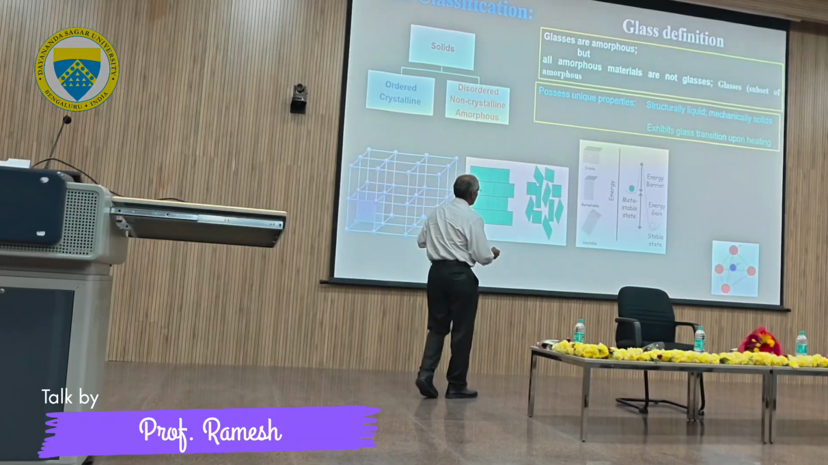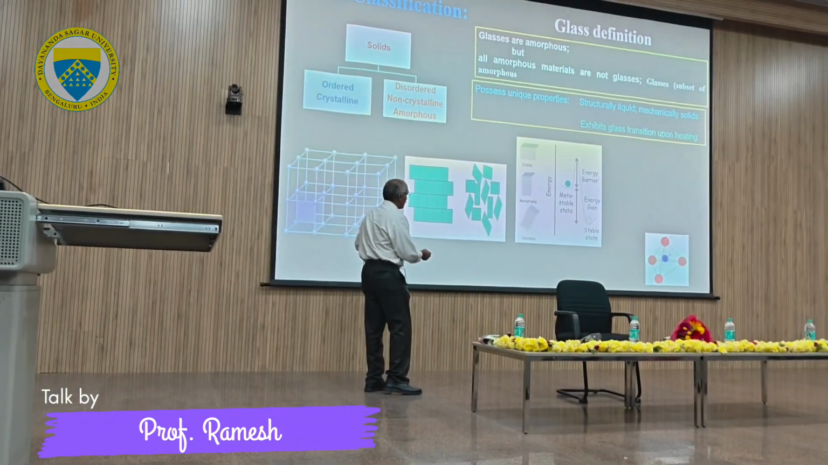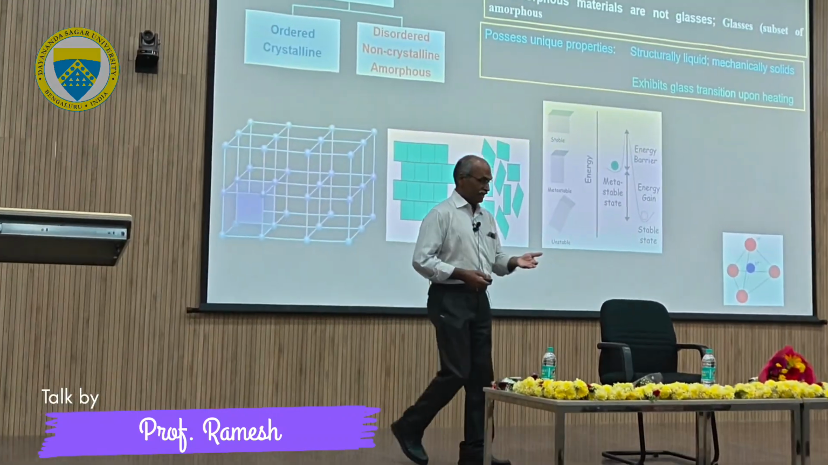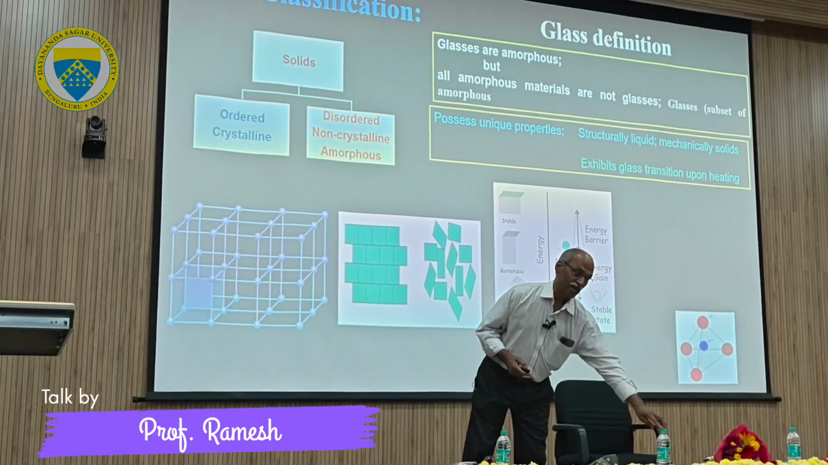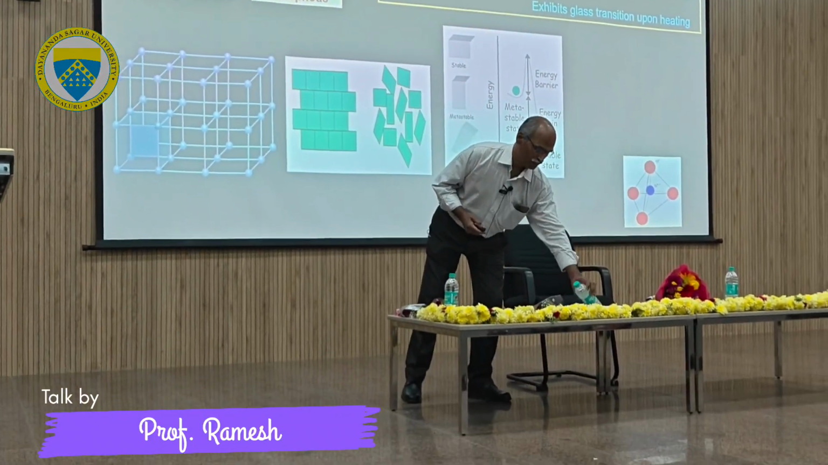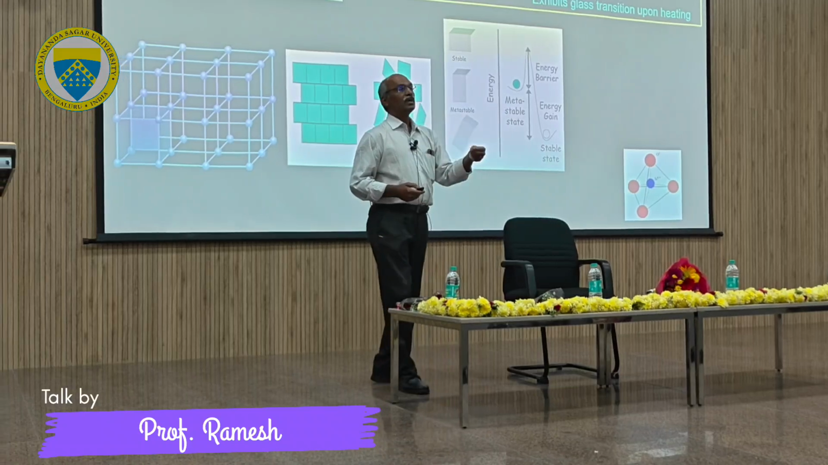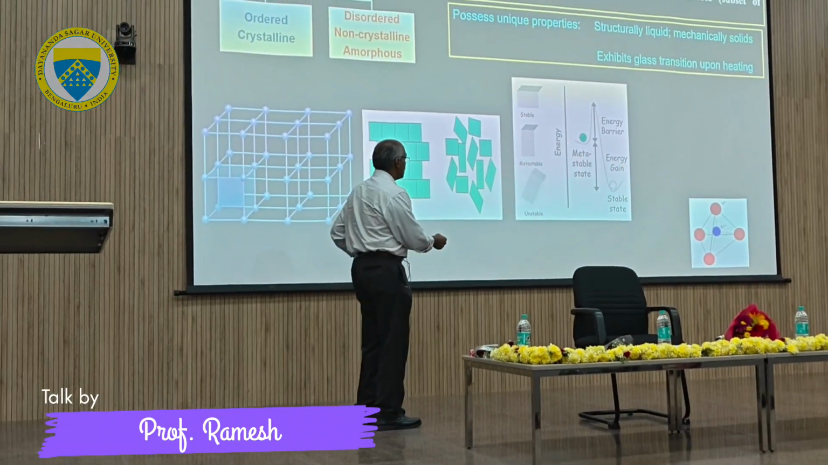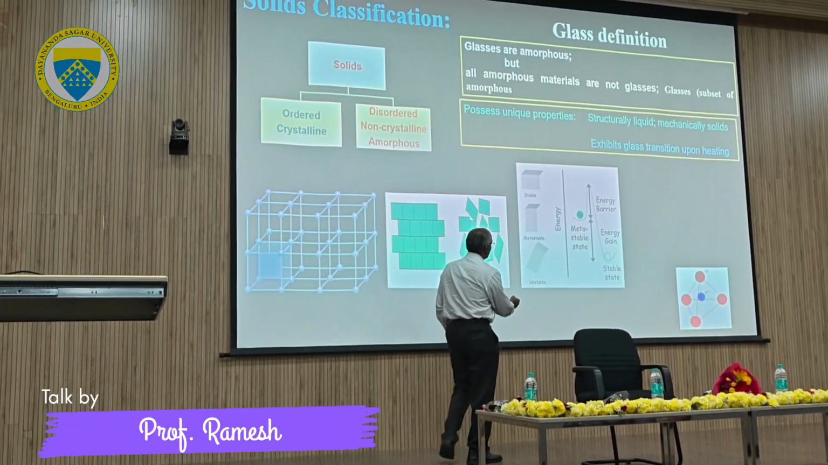So what is a metastable state? You have a stable state here, and this is a metastable state. For example, this is not a stable state, it's a metastable state. This will be your stable state. If you give a small energy barrier, which this is the energy barrier, it's a metastable state.